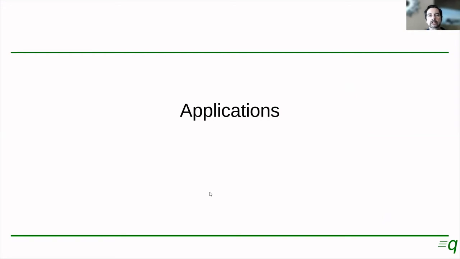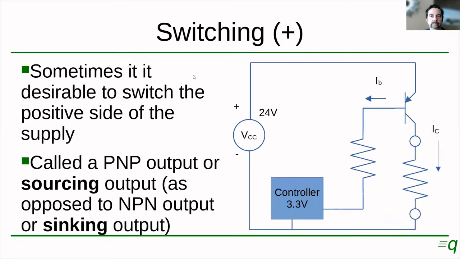Let's see some applications of the PNP transistor. One of them is to switch the positive side of the supply. This is a circuit that is very similar to what we saw on the first example. The positive side of the supply goes to the emitter, and the collector goes to the load, or the device that we want to switch. When this controller pulls current from the base to ground, this transistor is going to be supplying collector current to the load, producing the voltage at the collector to increase.